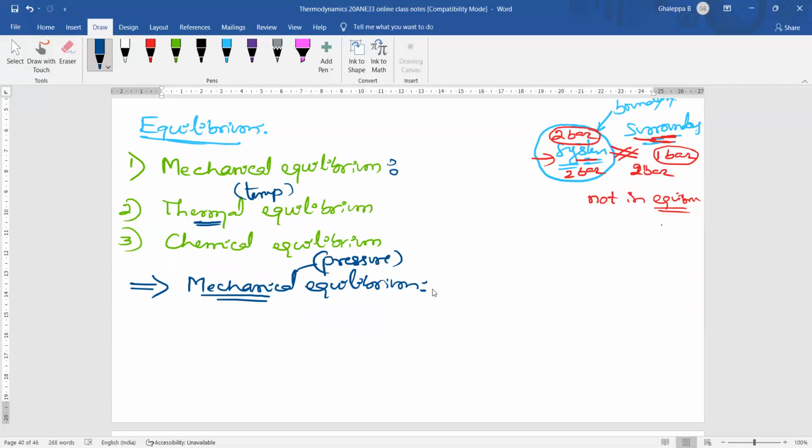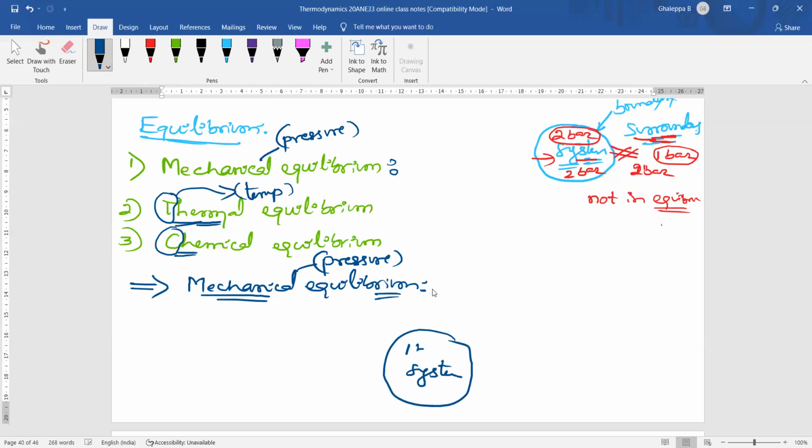Okay, so remember, mechanical is related to which property? It is the pressure property. Thermal, T stands for temperature property. And chemical is related to C. C stands for concentrations or some reaction. Underline the word reaction in your mind. So what is mechanical equilibrium? The system pressure is 1 bar and the surrounding pressure is also 1 bar. Then you can say system and surrounding are in mechanical equilibrium with each other.